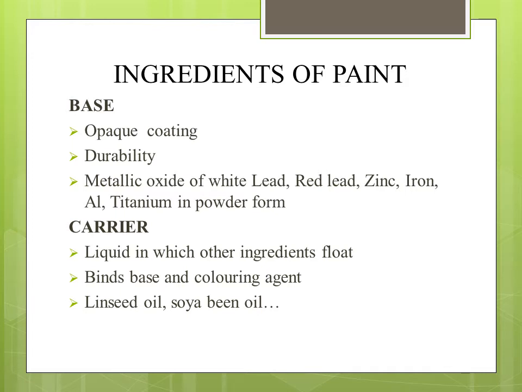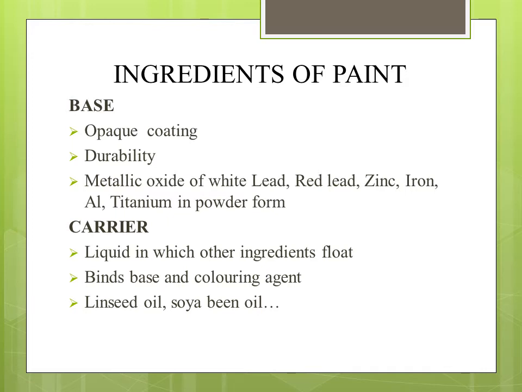Let's move on to the first ingredient. It is base. It is the main ingredient which offers an opaque coating on the surface to be painted and imparts durability. It consists of metallic oxides of white lead, red lead, zinc, iron, aluminium, titanium in the form of powder. So this is very important. These examples, that is the compounds that are used as base, is important. You should write it for the exam.